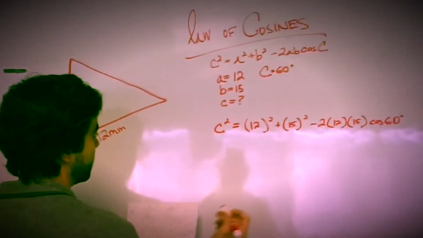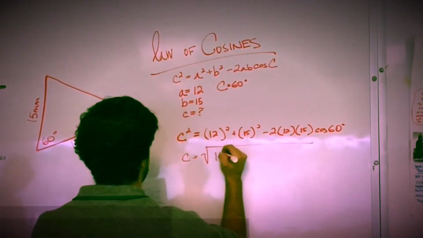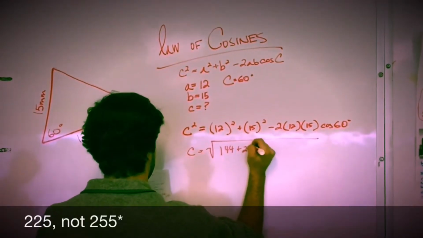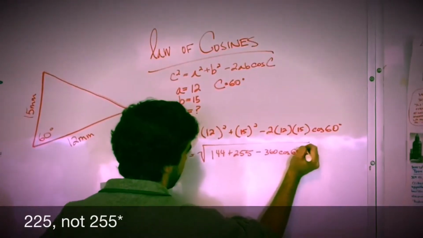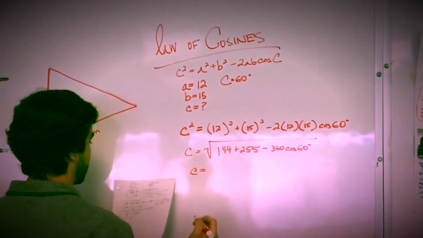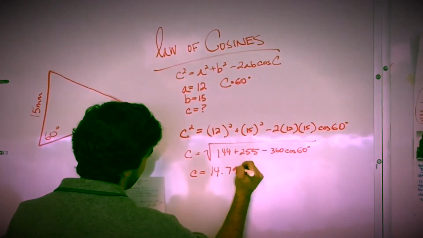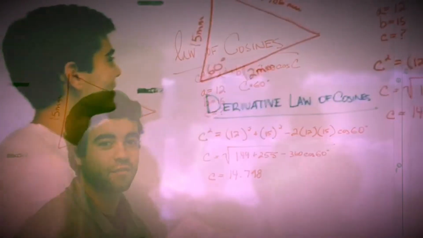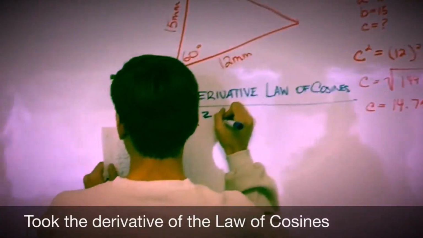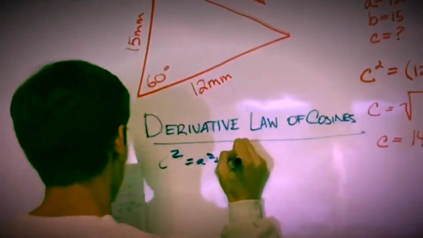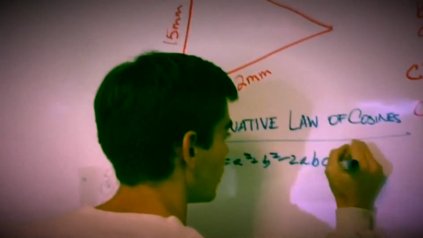So when you do that out, that answer, when you plug it into your calculator, is equal to about 14.798. Now we have to take the derivative of the law of cosines. The law of cosines is c squared equals a squared plus b squared minus 2ab cosine of angle C.